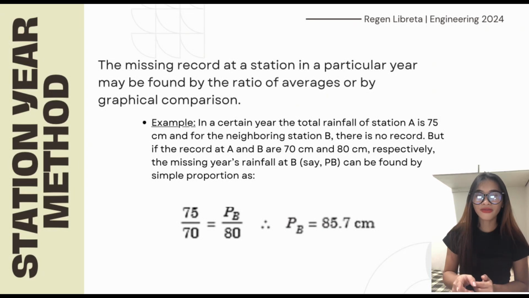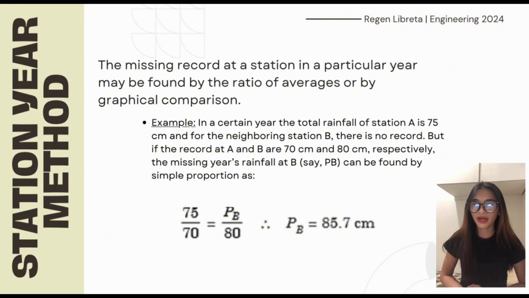So we'll be using the ratio and proportion to find the missing data. We have 75 over 70 at station A equals the precipitation at B, which is our missing data, over 80 at station B. So we have 85.7 centimeters.